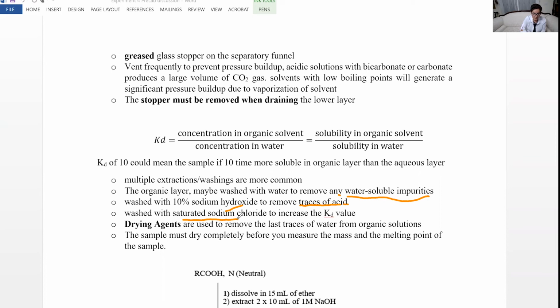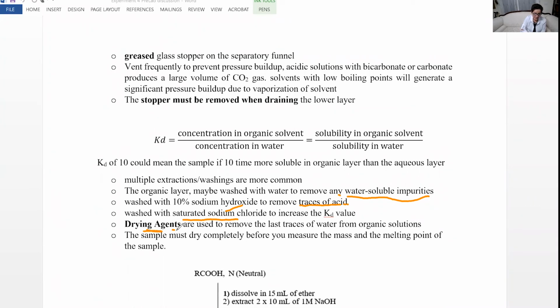In extraction, after the organic layer, which contains the neutral compound, is separated, it needs to be dried. Dry means that if there is any moisture left or mixed in, it needs to be removed. And for that reason, you are using a drying agent. A drying agent could be calcium chloride, sodium sulfate, magnesium sulfate, or potassium carbonate. But for this experiment, we are using calcium chloride mesh or pellets.